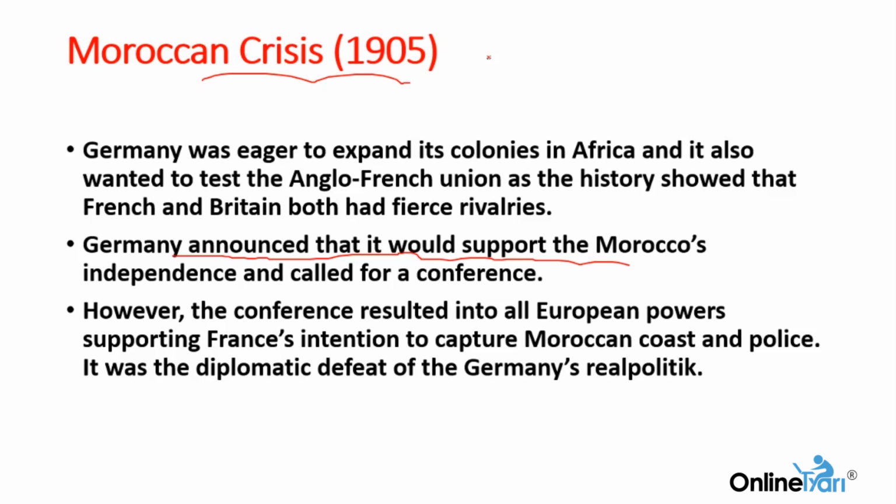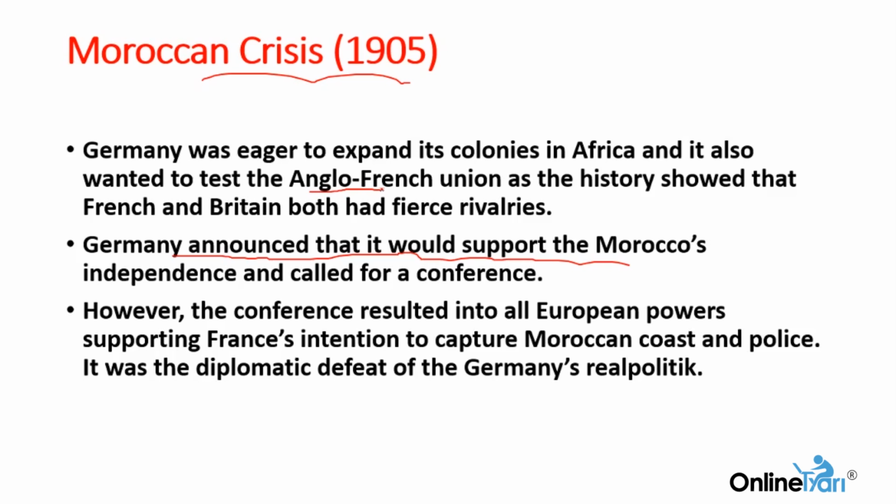But Germany thought that history was filled with Anglo-French rivalry. Even though they had an understanding, Germany thought that if they attacked one by one, the other would not come to save the other part.